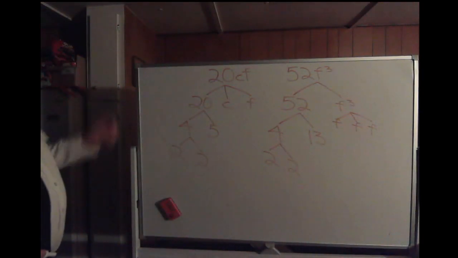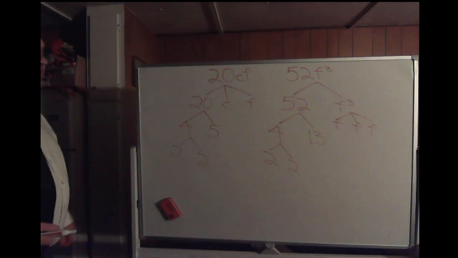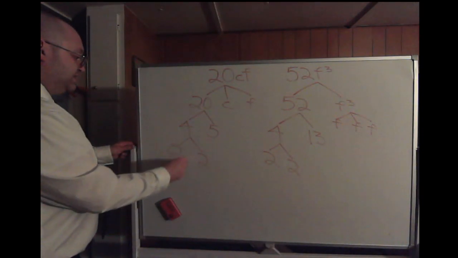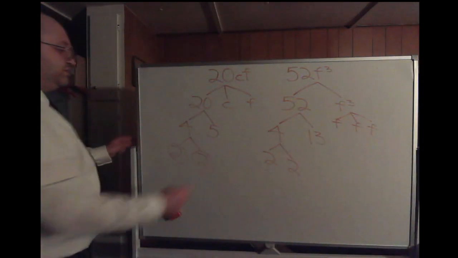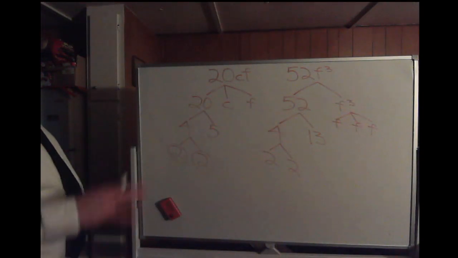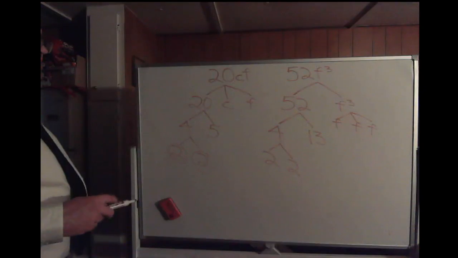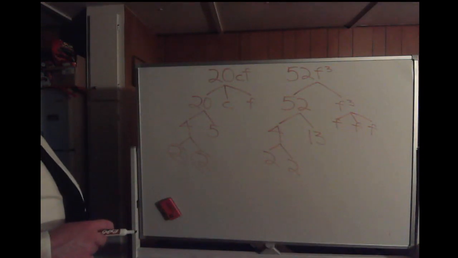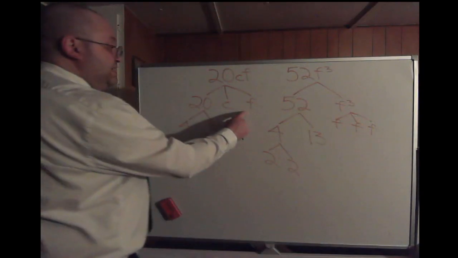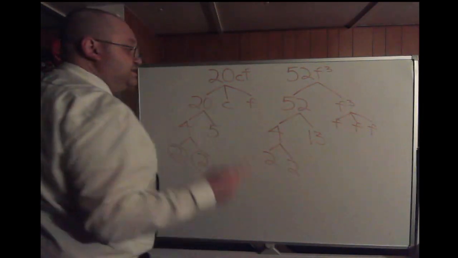Alright, let's look for what these have in common. They both have two 2's in common, so circle one set of 2's. You'll circle two of your 2's here, leave the other ones alone since they both have the same number. What else do they have in common? 20CF has 1 F, 52F to the third has 3 F's. You're going to circle the 3 F's.